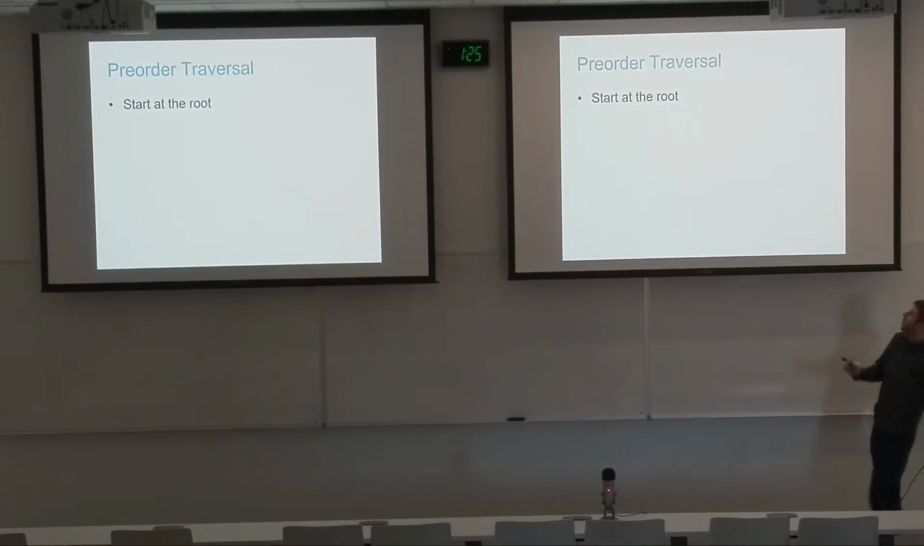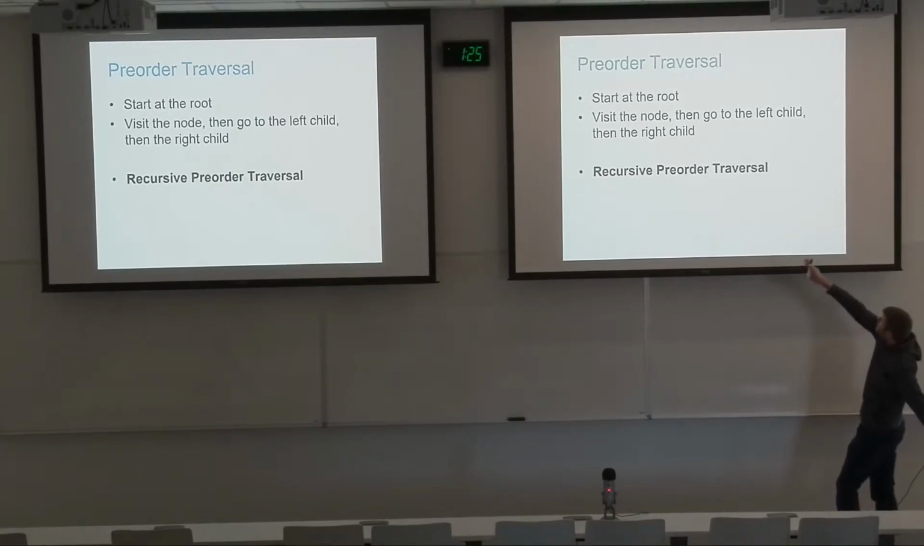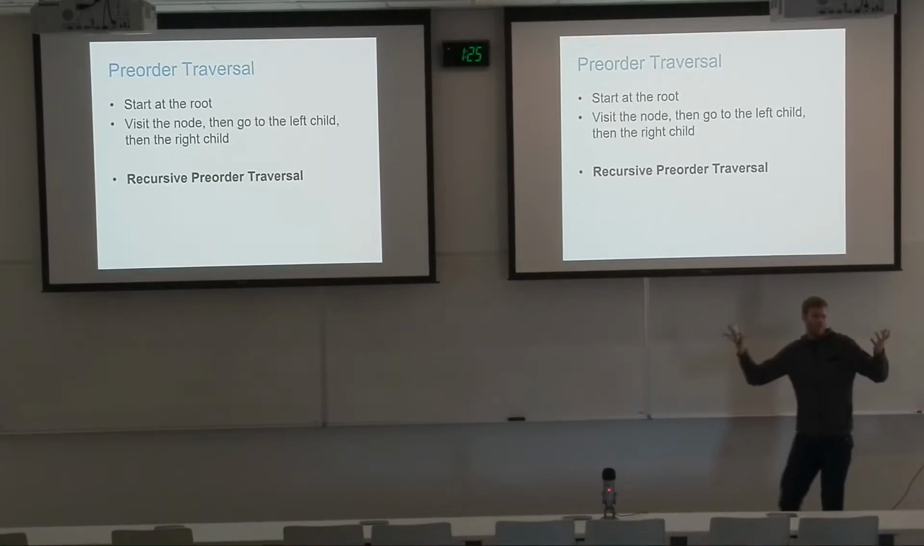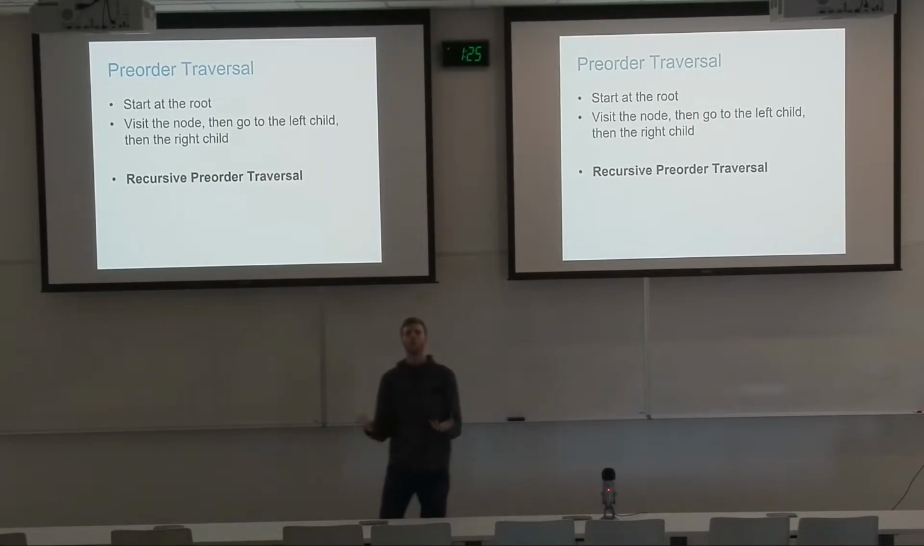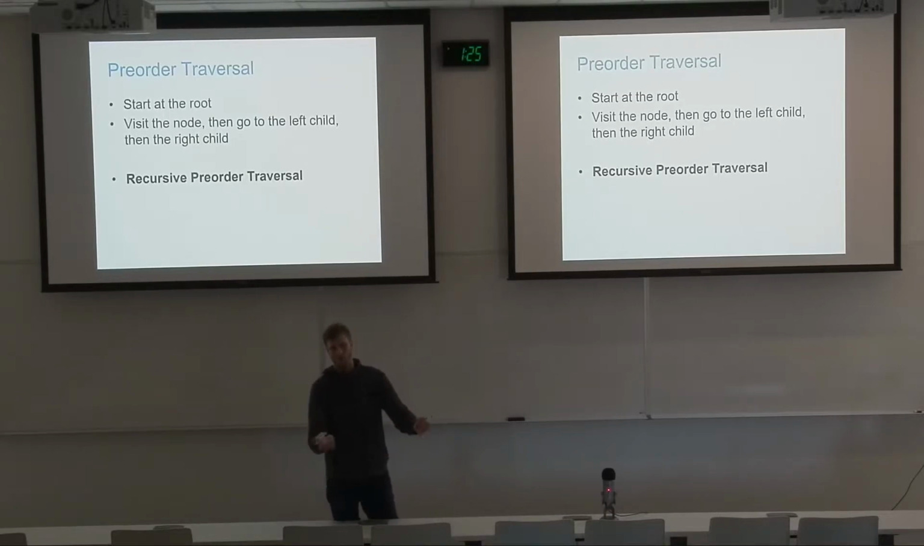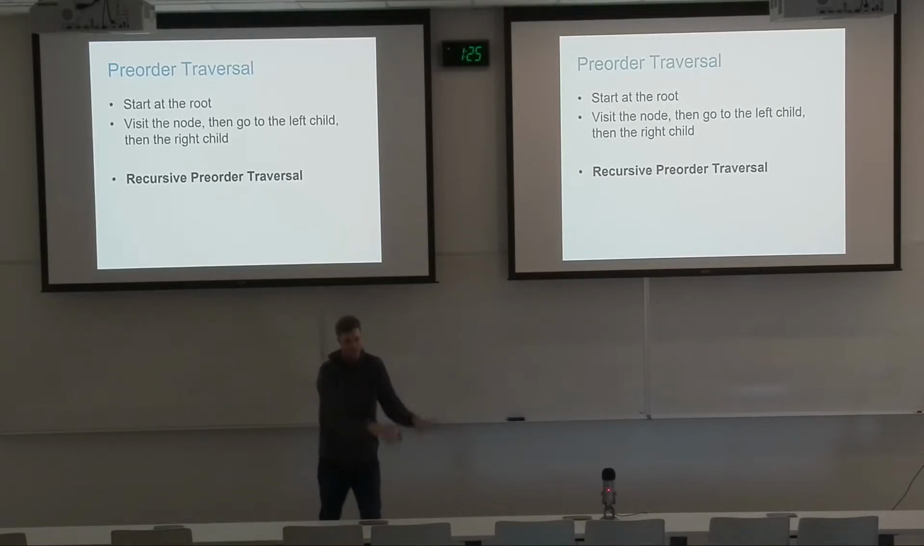So, pre-order traversal, here's the algorithm. Start at the root. Visit the node, whatever that means. In our case, when I visit a node, I'm just going to print out the node's label. Visiting the node depends on what we're doing. Are we searching for a value? Are we printing out the value? Are we just seeing if it is a binary tree? Whatever. We're visiting the node and doing something with that node.